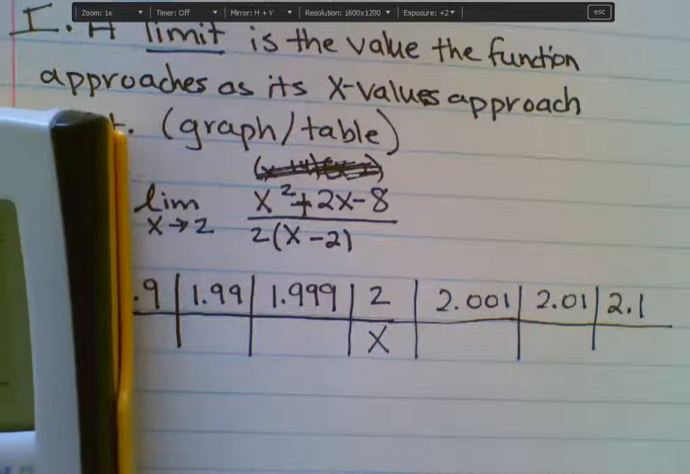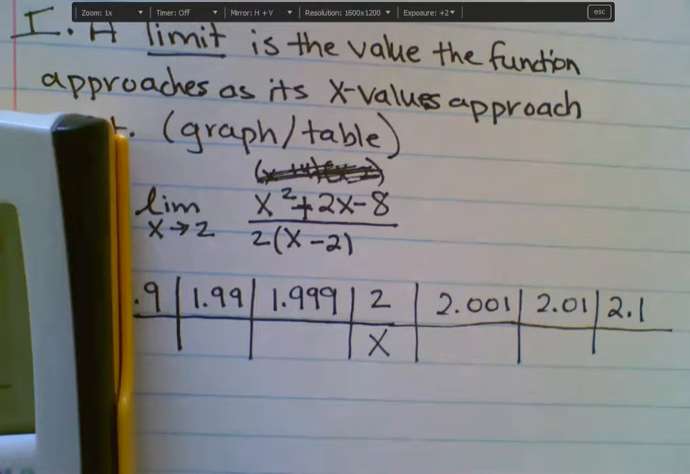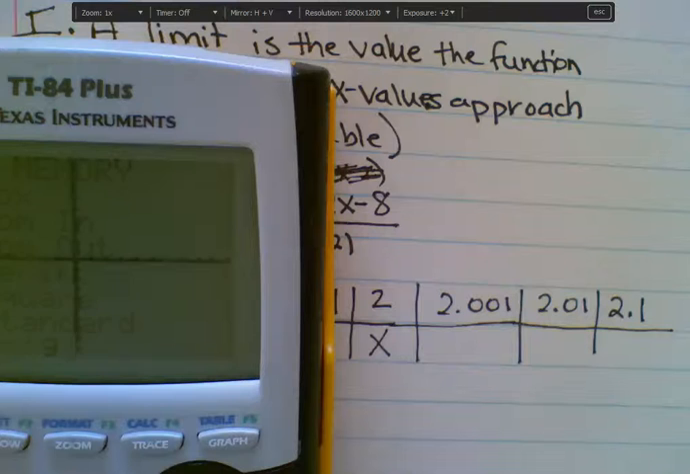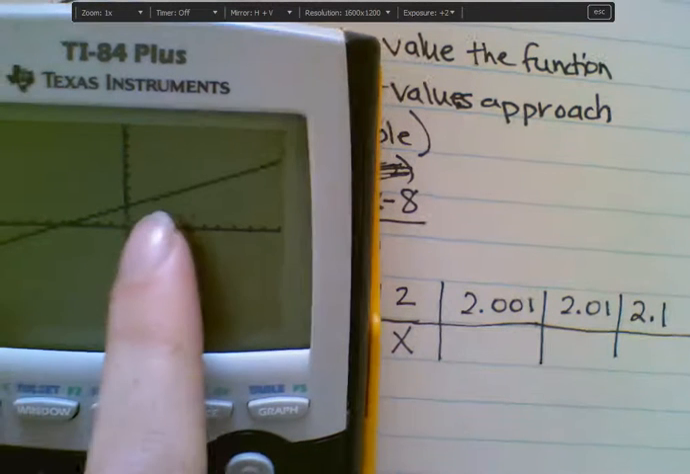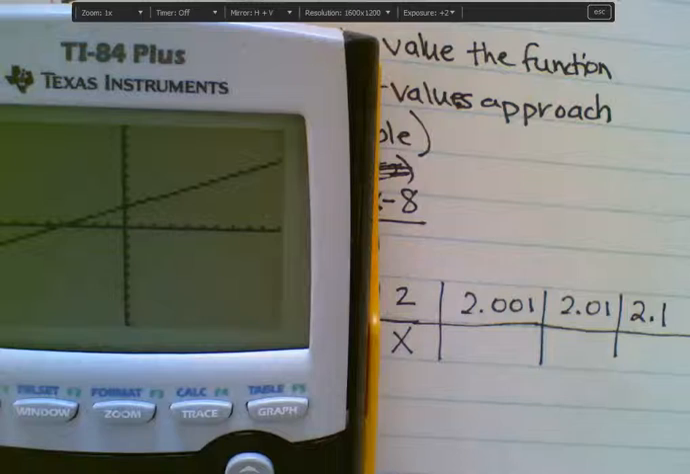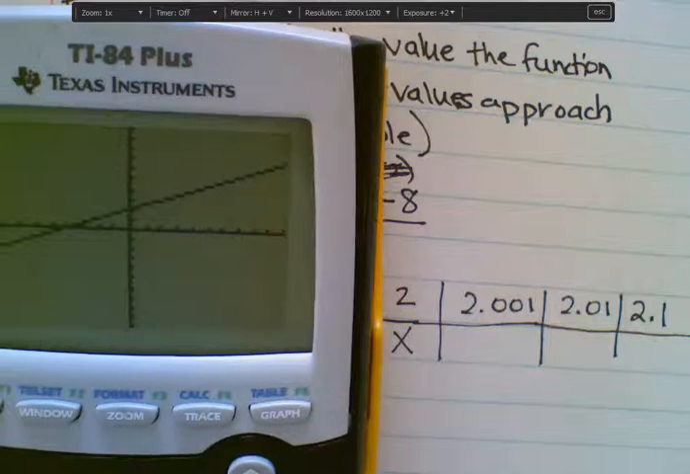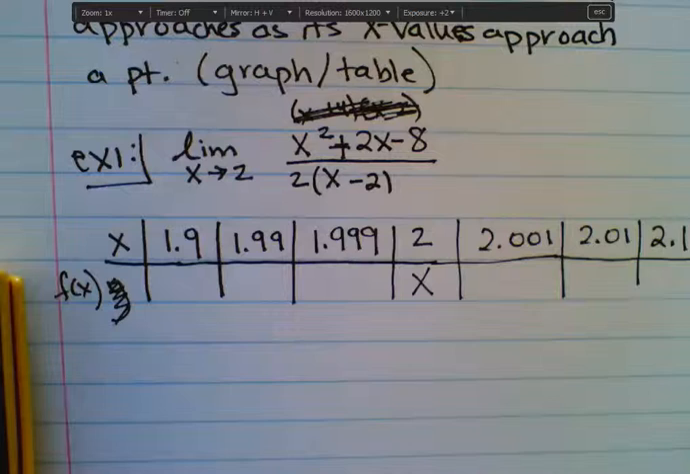So go ahead and fill in your table and see what value it seems to be approaching. What does it look like it's approaching? 3, right? And if you were to look at your graph, so zoom 6, it's not going to show you your whole graph, Connor, but you should still see that it's approaching 3 as x approaches 2. Yeah, my hole is not shown. Just mine, I have a hole.